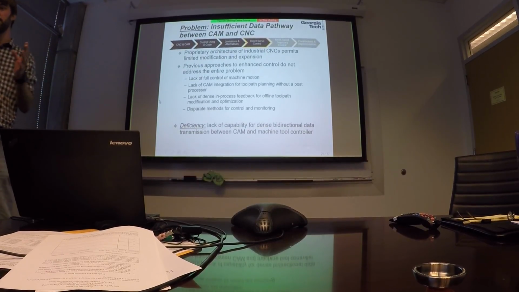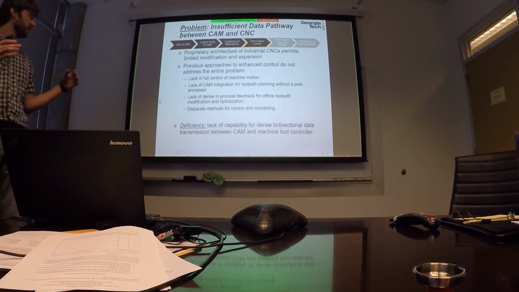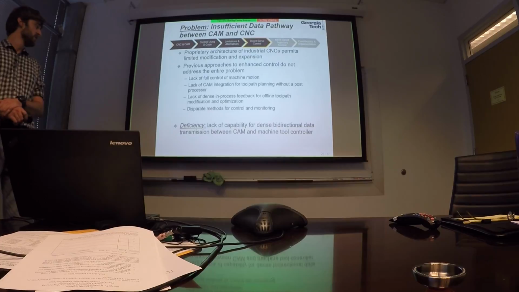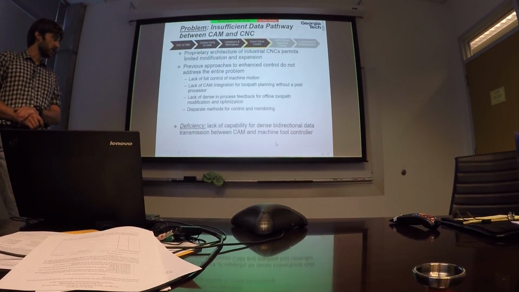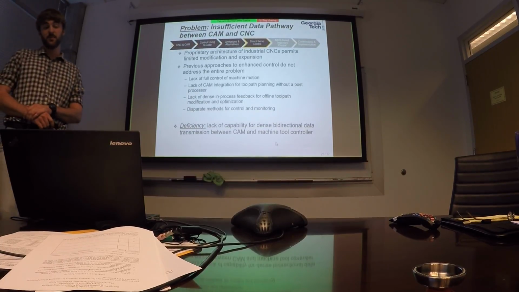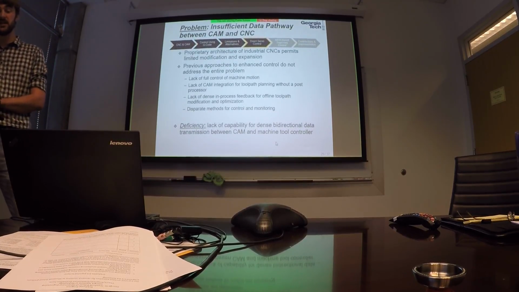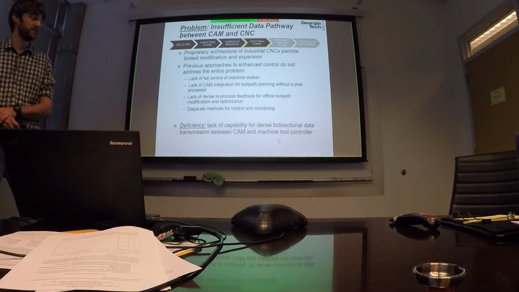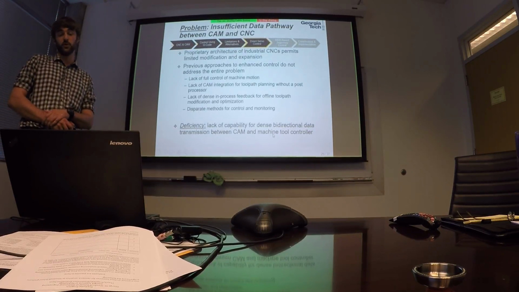Methods for control and monitoring. Maybe we control with G-code, we monitor with MT Connect. So what this all boils down to is the main deficiency: there is a lack of capability for dense bidirectional data transmission between the CAM system and the machine tool controller.